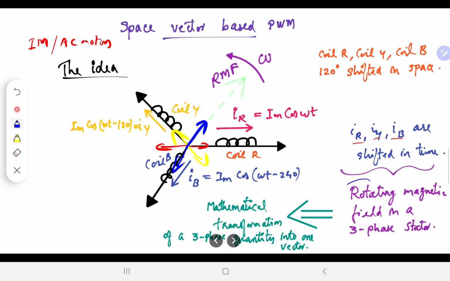Together they will generate a rotating magnetic field B in the three-phase stator. Okay, so the magnetic field keeps rotating with respect to time because of the spatial arrangement and the time shift.